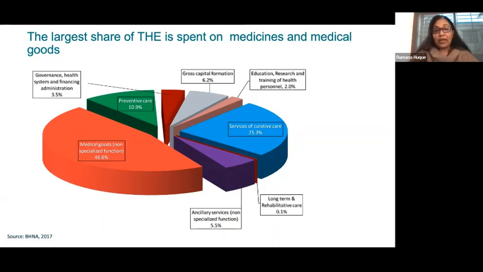So these national health accounts really show us that the expenditure is really low on long-term and rehabilitative care. In Bangladesh, if we see the population pyramid, a major portion of the people are now young, and they are at their productive age. But the population pyramid will not remain the same. In the next 15 to 20 years, we may see that the population pyramid might change.